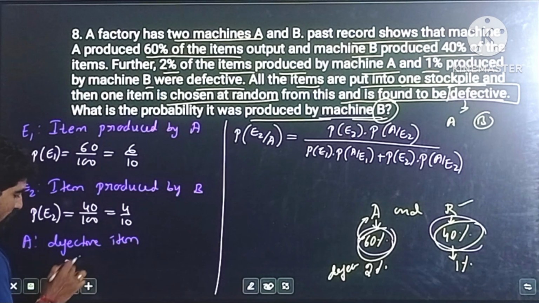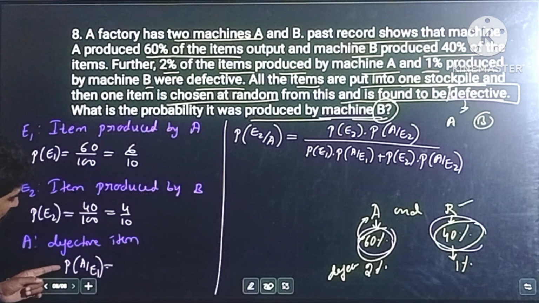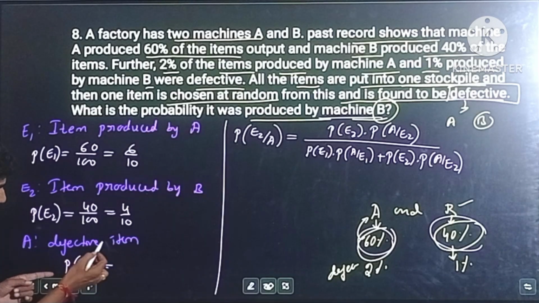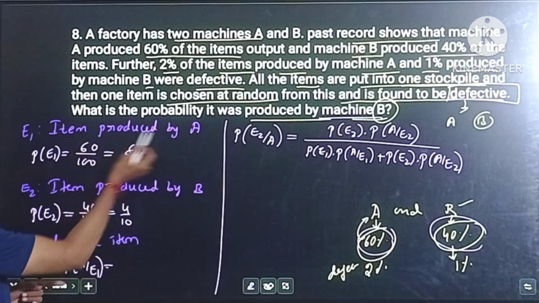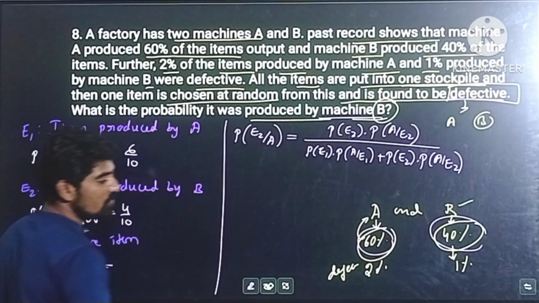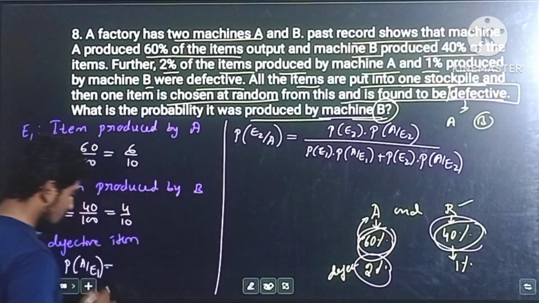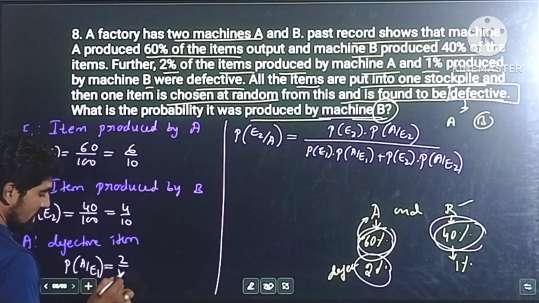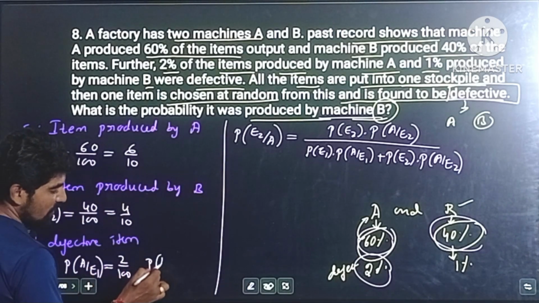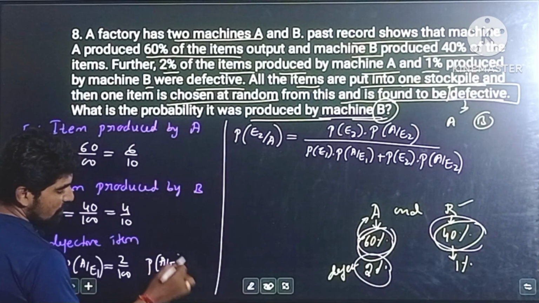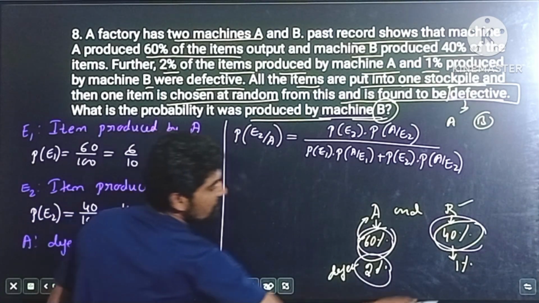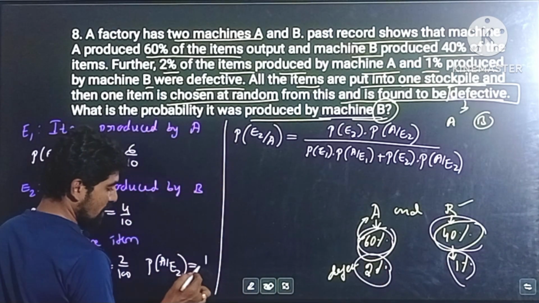And similarly, we need probability of A given E1. Probability of A given E1 means the probability of the defective item being produced by machine A. So defective items produced by machine A are 2%. Therefore, 2 divided by 100. Similarly, probability of A given E2: the probability of a defective item from machine B is 1%. So 1 divided by 100.